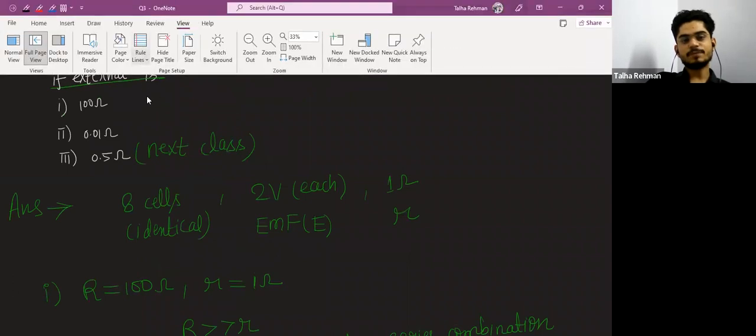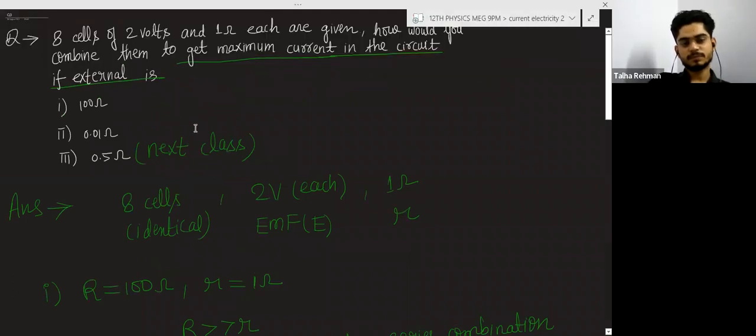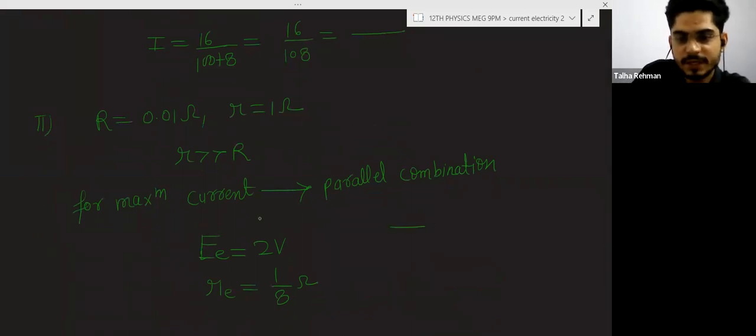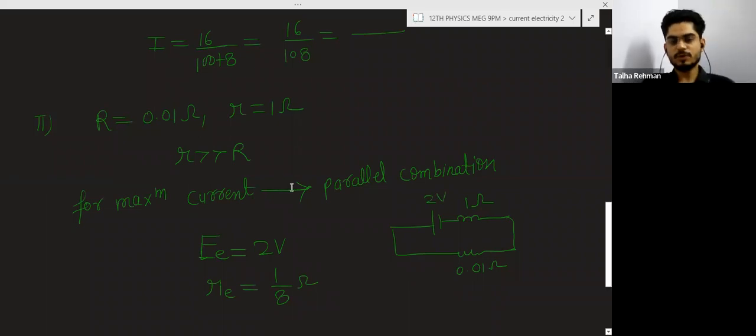So in this way, you have to solve. Here you can also draw the equivalent circuit. The equivalent circuit will always remain the same. Nothing will change. This is the 0.01 ohm. This is 1 ohm. This is 2 volt. The equivalent is 2 volt, because in parallel combination, the equivalent EMF will remain the same.